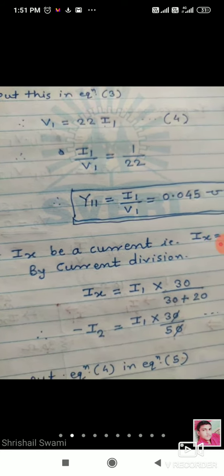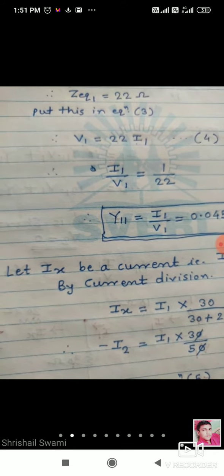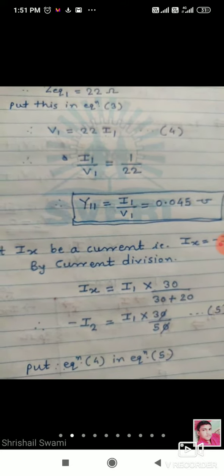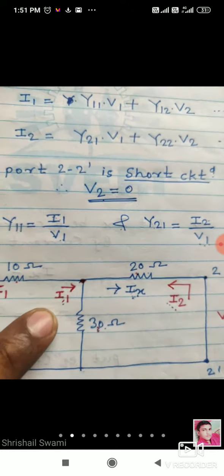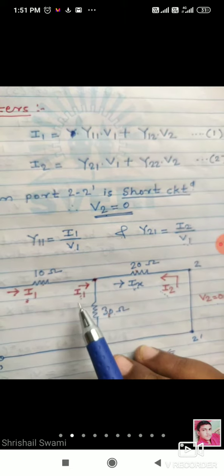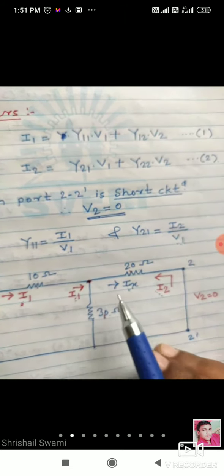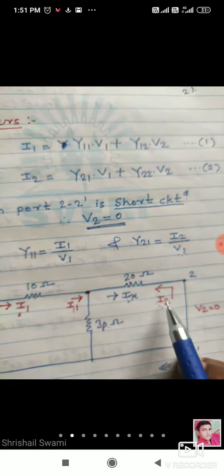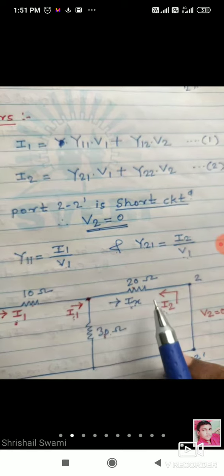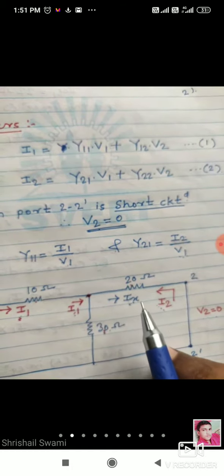Now next point we are calculating, that is the Y21 calculation. So let Ix be a current that is flowing through that, already shown here. Ix, we have to assume this direction, because Ix is due to I1. Ix is flowing due to I1. So we can find out Ix by using current division. But according to two-port basic concept, I2 is in the opposite direction. So if you are observing the relation between Ix and I2, both are equal in magnitude. Both have the same meaning, only the direction change is shown. Therefore Ix is equal to minus I2, or I2 is equal to minus Ix.